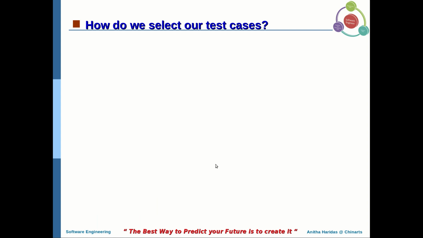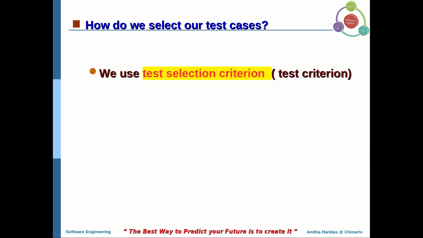Now we have discussed what is a test oracle, what is a test plan, what do you mean by a test case, what are the different types of test cases, and what are the different components included in a test case. Now the next question is, how do we select our test case? You will have n number of test cases available. Will you do all these test cases, or do you go for selecting a particular test case? We use a selection criterion.